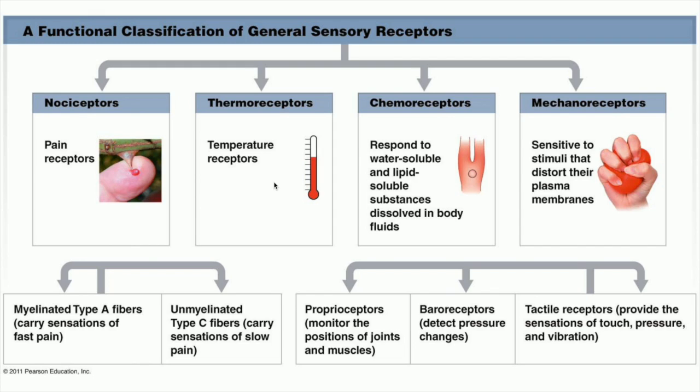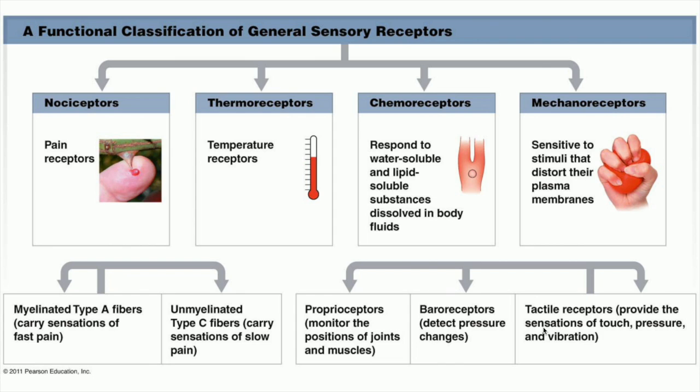Thermoreceptors are for temperature. Chemoreceptors are for chemicals. Smell and taste are senses that use chemoreceptors. Also pH uses chemoreceptors. And mechanoreceptors are for touch. Proprioceptors monitor the position of joints and muscles. Baroreceptors detect pressure changes. And tactile receptors provide the sensations of touch, pressure, and vibration.